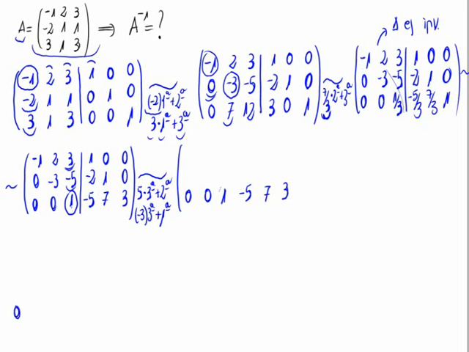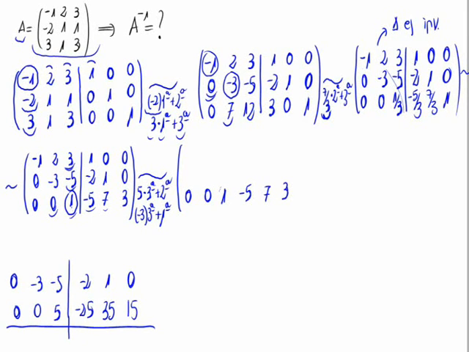Now, 5 times the third row. 5 times 0 is 0. 5 times 0 is 0. 5 times 1 is 1. 5 times negative 5, negative 25. Now, we are going to put here the line. 5 times 7 is 35. 5 times 3 is 15. Plus the second, 0, negative 3, negative 5, negative 2, 1, 0.